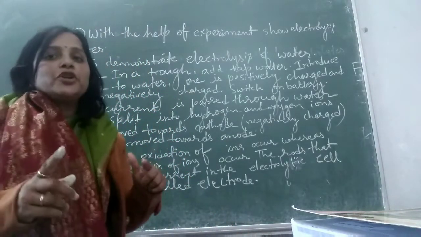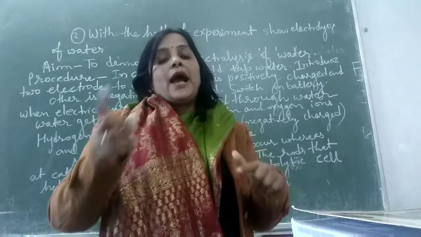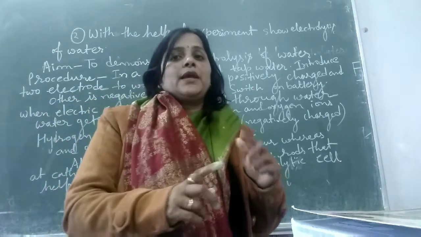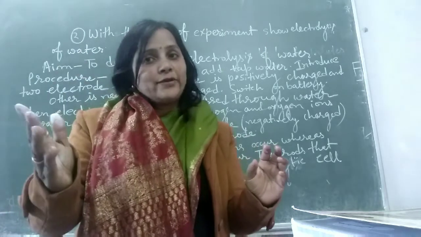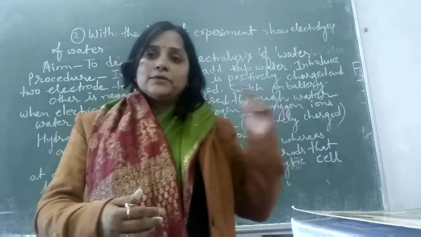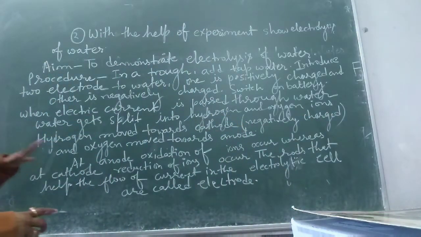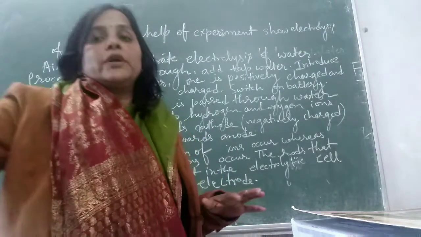When the addition of oxygen takes place, it is known as oxidation, and when the addition of hydrogen takes place, it is known as reduction. Oxidation means addition of oxygen or removal of hydrogen, and reduction means addition of hydrogen or removal of oxygen. The rod that helps the flow of current in the electrolytic cell is known as an electrode.